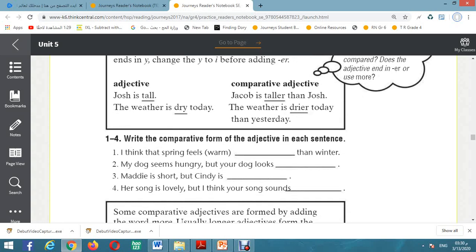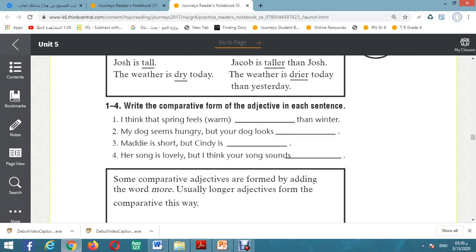Write the comparative. So comparative here, I think that spring feels warm than winter. Pay attention. Here we have a keyword which is than. If you have than, add er to a short adjective or add more before a long adjective. So I think that spring feels warmer, add er.